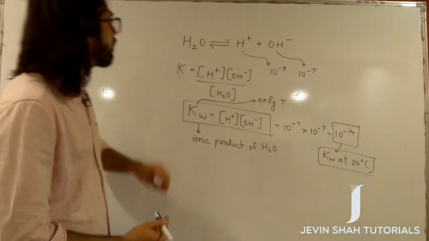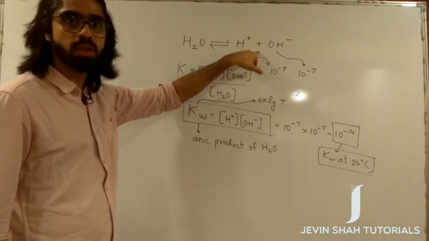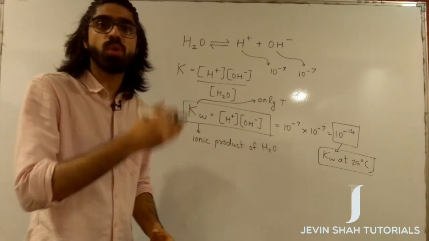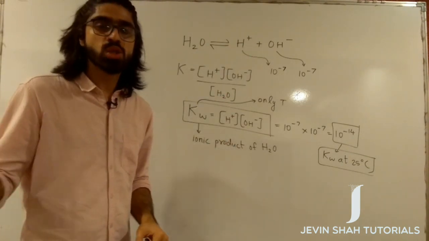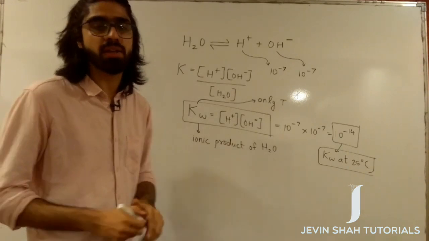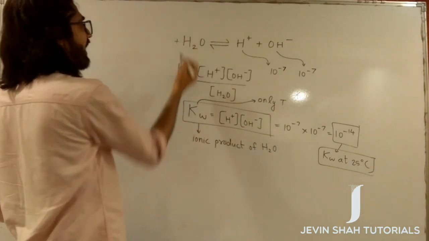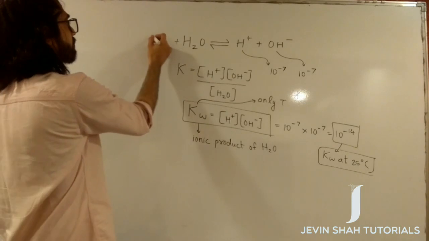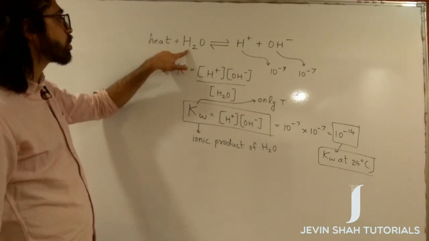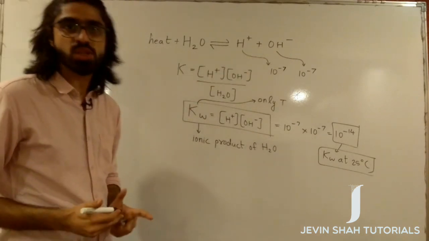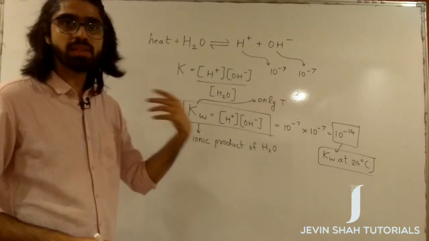So now, when you say H2O's dissociation, is it bond breaking or bond forming? It is very clearly bond breaking between H and OH. So for bond breaking, you need to supply energy, and that energy is actually heat energy. So heat energy plus H2O is going to give you H+ plus OH-. Now you are increasing the temperature.